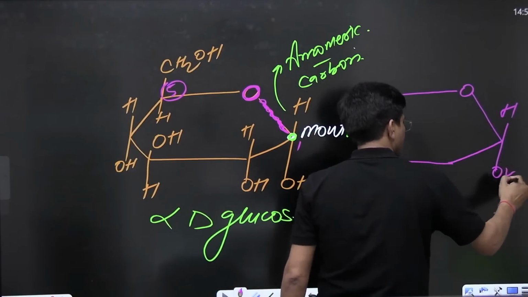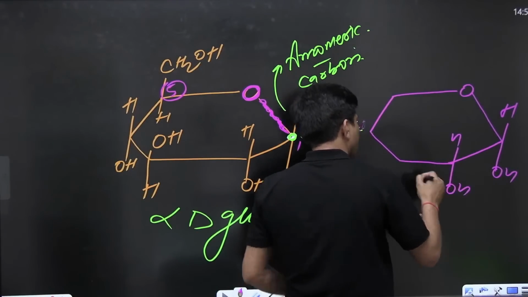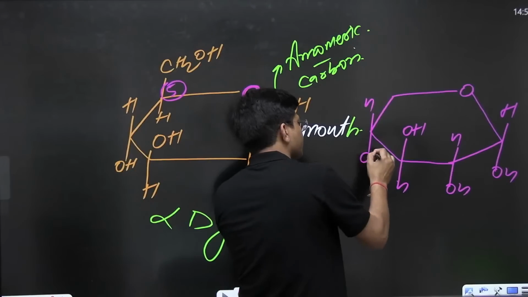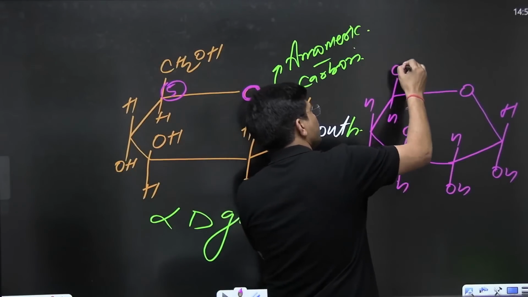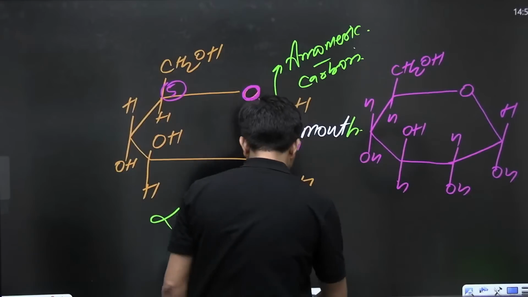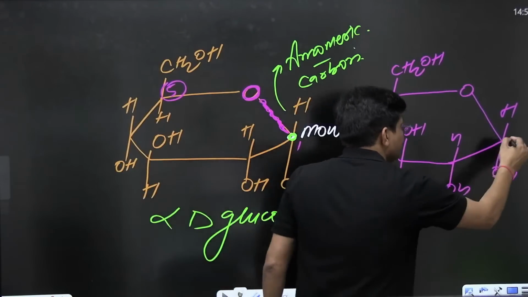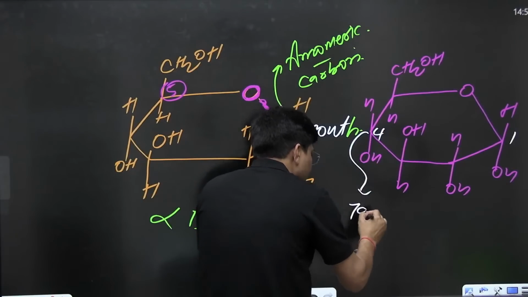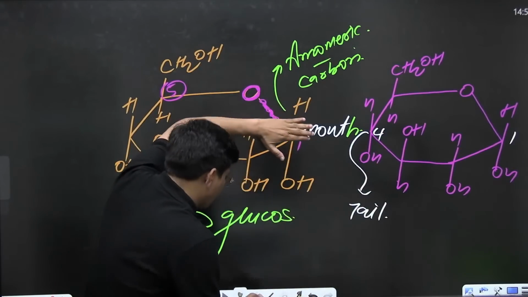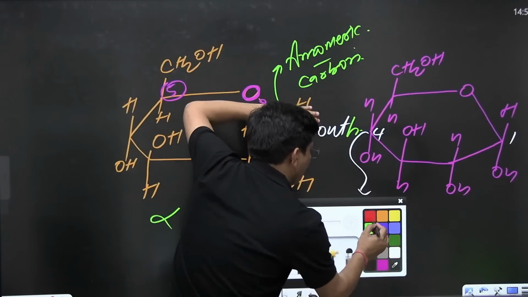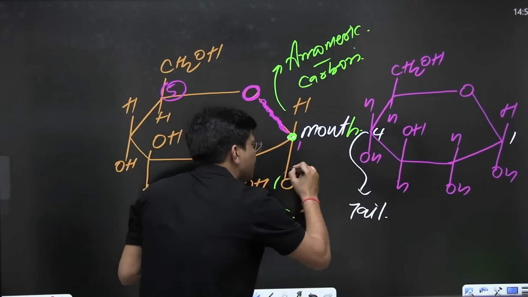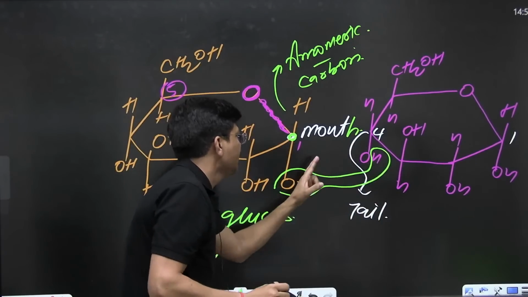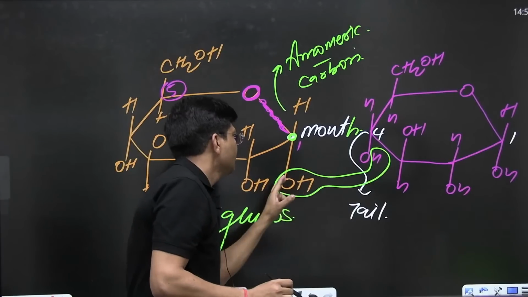HOH, and the 3rd carbon's OH on the upside. HOH, H, CH2OH. Now, my dear students, see to it. This is your first carbon and this is your fourth carbon. This fourth carbon is the tail. Now they are forming water. That means the water has been evolved from the first and fourth carbon. The first and fourth carbon are involved in the bond formation.